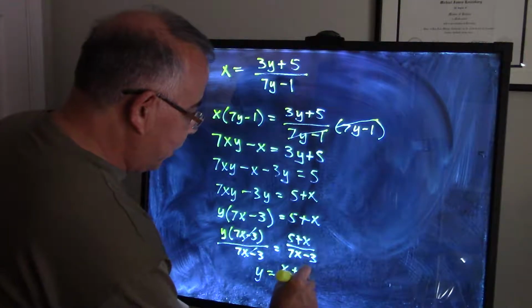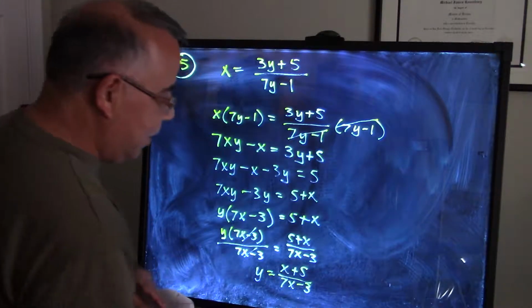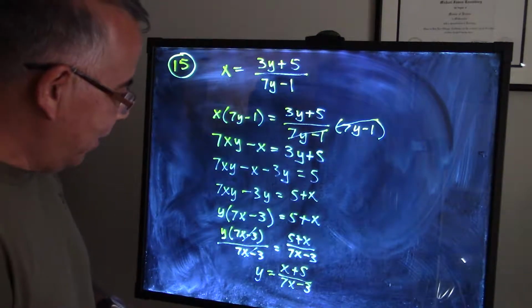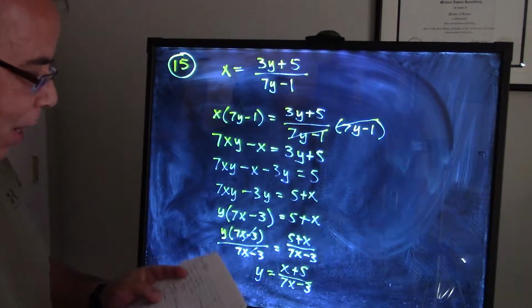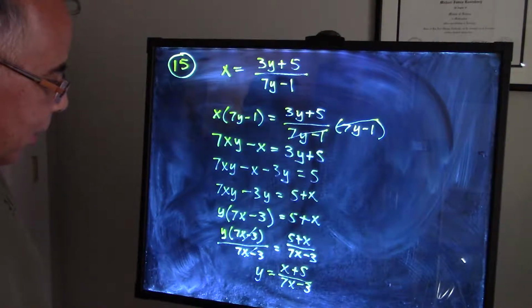Usually we put the variable first. That's just our little custom in math. So y equals x plus 5 over 7x minus 3. And yes, this is a function.